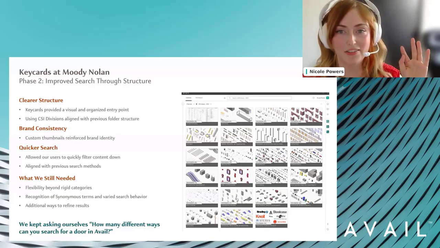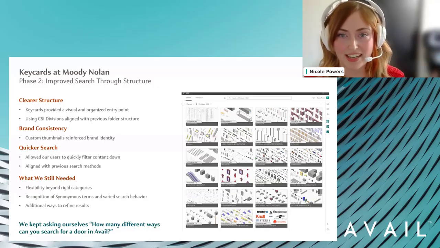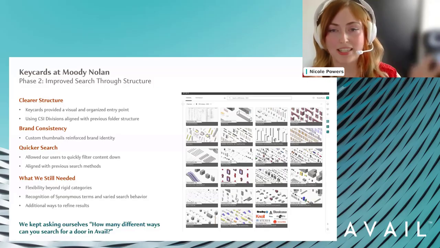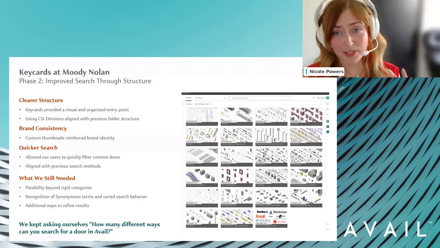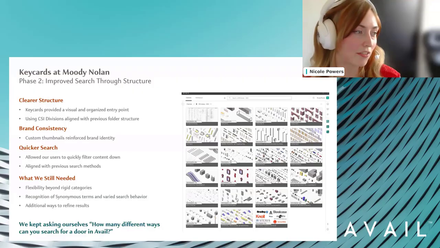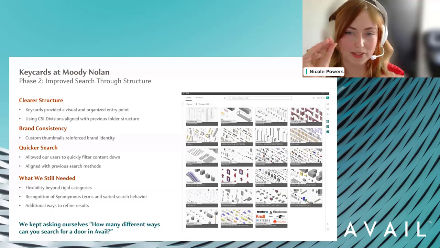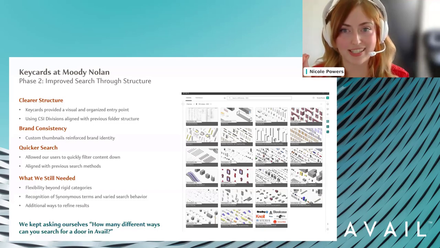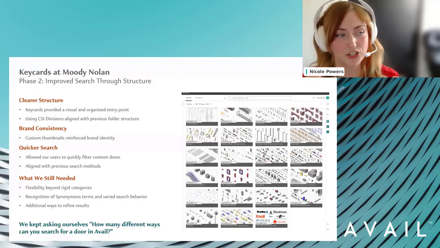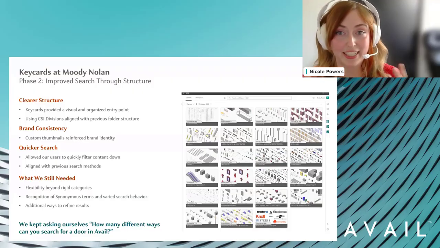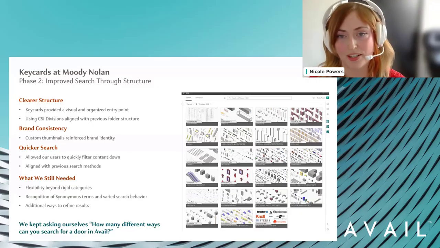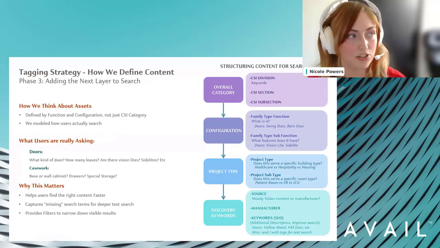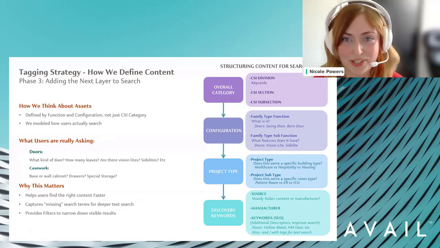We're talking about a Revit library that has anywhere from 4 to 5,000 assets, and you open it up and pick one of these key cards, and you're looking at more like a couple hundred in a grab. So it was a lot faster to find the content you were looking for, but we still needed a little bit more beyond just breaking things up by CSI division. We kept asking ourselves, how many different ways can you search for a door in AVAIL? And that led us into, we'll call it phase 3, adding the next layer to search.